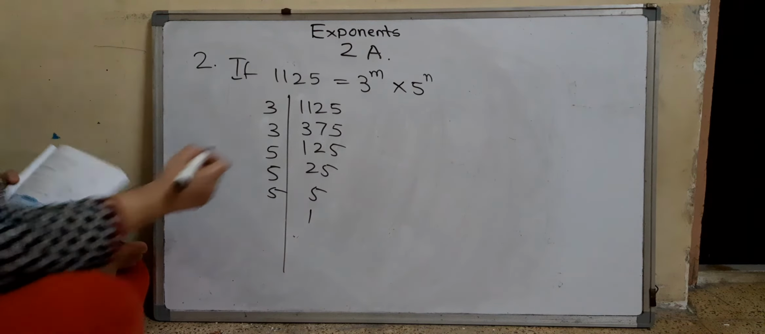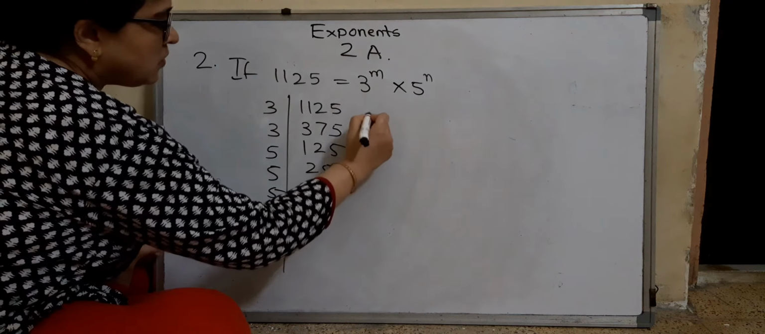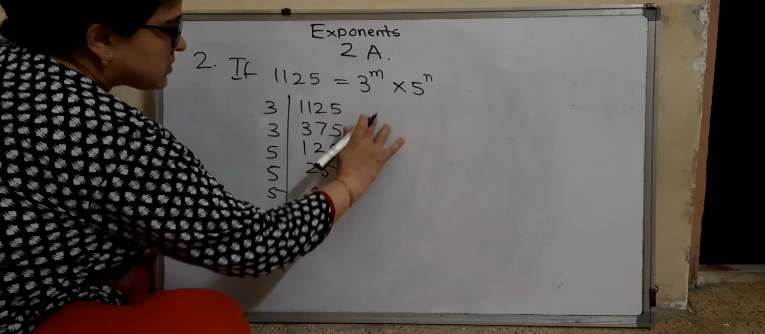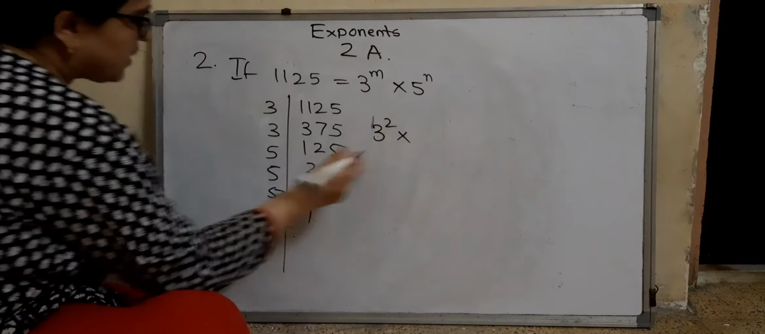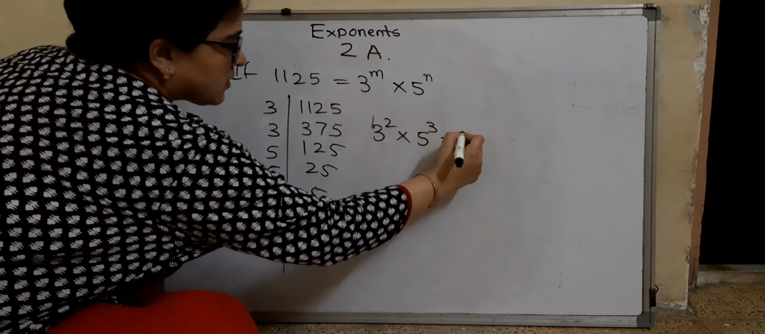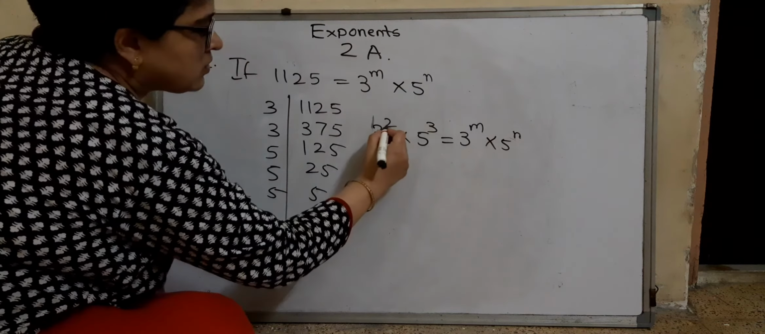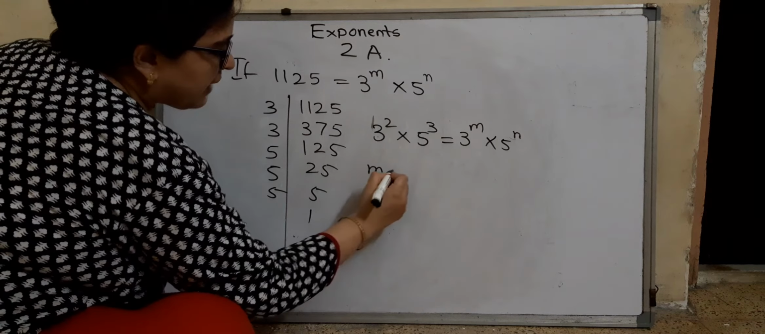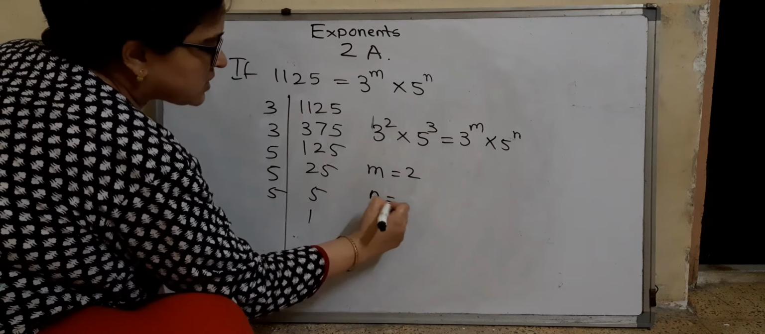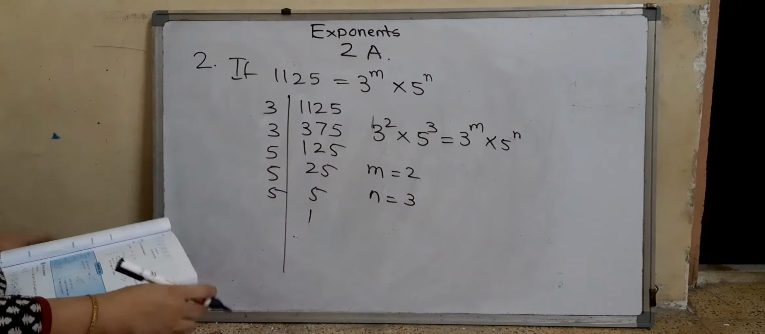So what will be the answer here? 3 how many times? 3 two times. So 3 raised to 2, and 5 one, two, three times, 5 raised to 3, is equal to 3 raised to n into 5 raised to n. So equalize this. So what will you get? n is equal to 2 and n is equal to 3 is the answer. Next.